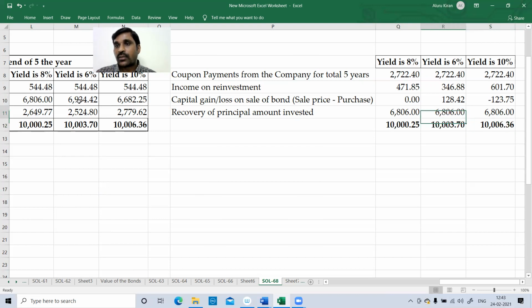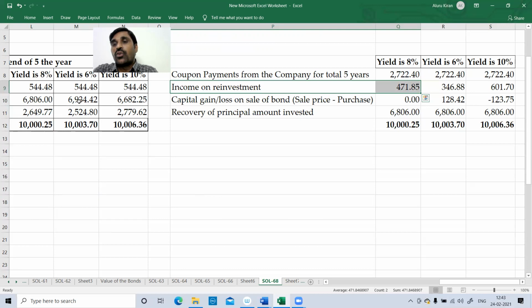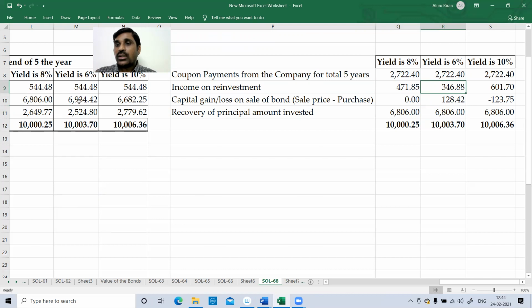Look at this. This is how you concept it. Here the concept is that initially my planned reinvestment income is 4,785. When the yield is falling, reinvestment income is decreased. How much is decreased? The difference between these fallings. So when the yield falls to 6%, my reinvestment income decreases. The decrease in reinvestment income is compensated by capital gain.